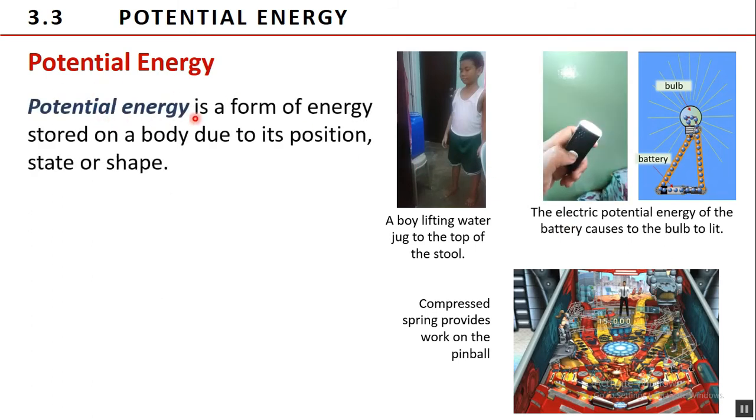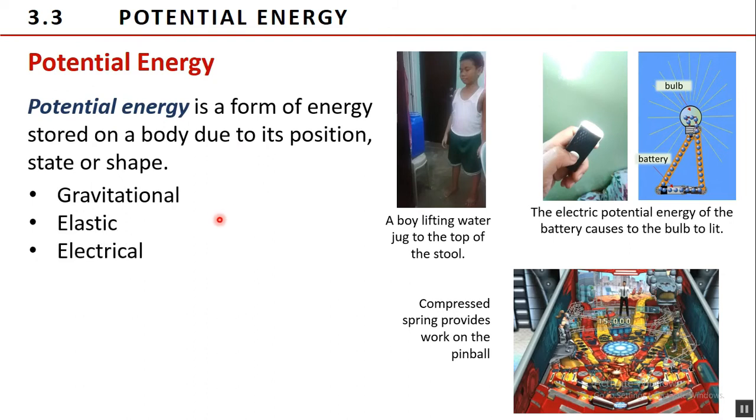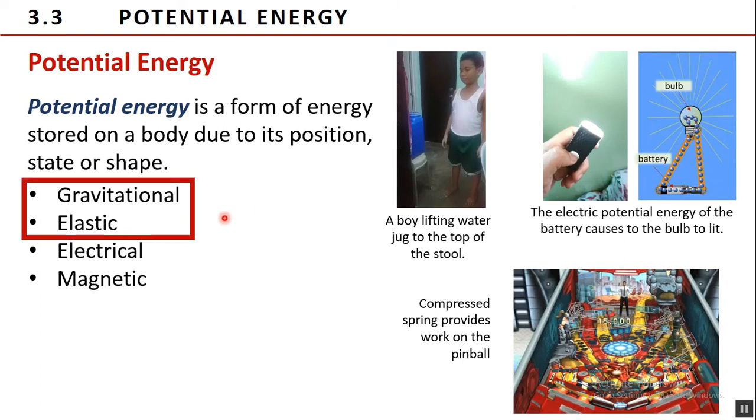Potential energy is a form of energy stored in a body due to its position, state or shape. It may be gravitational, elastic, electrical, or magnetic in nature. In this unit, we are going to consider, for the meantime, only two forms: gravitational potential energy and elastic potential energy.